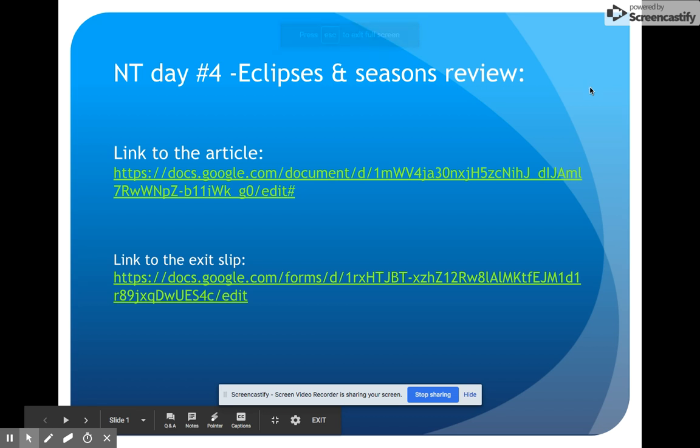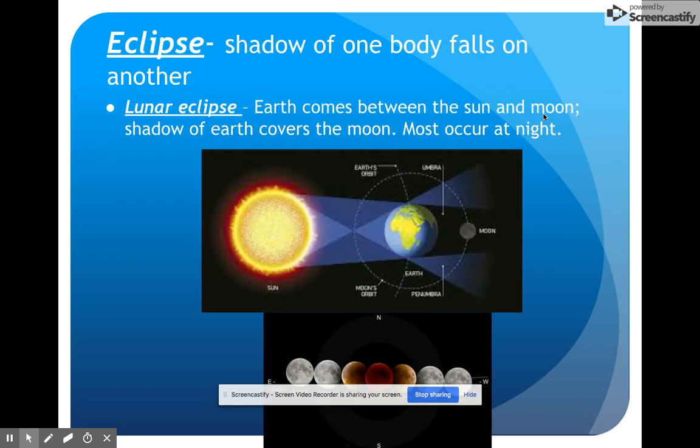Good morning. This is your NT day number 4, and today you will be reviewing eclipses and seasons. Today there is an article for you to read and an exit slip with 10 questions. The slides that I have here will go over a quick review of eclipses and seasons.